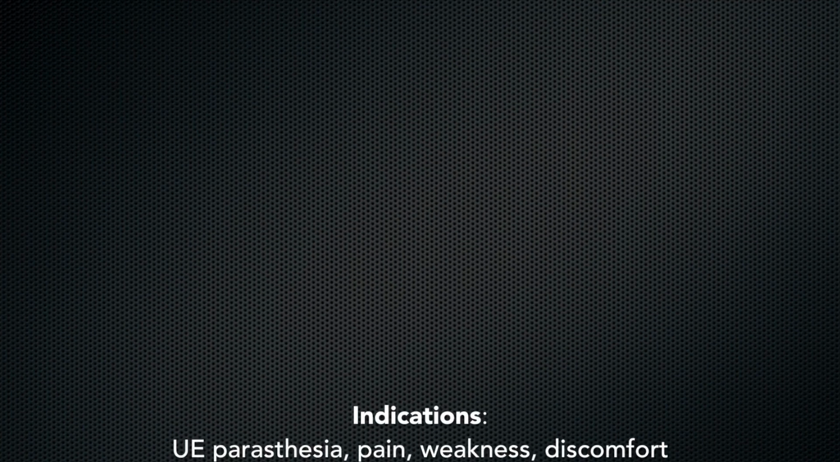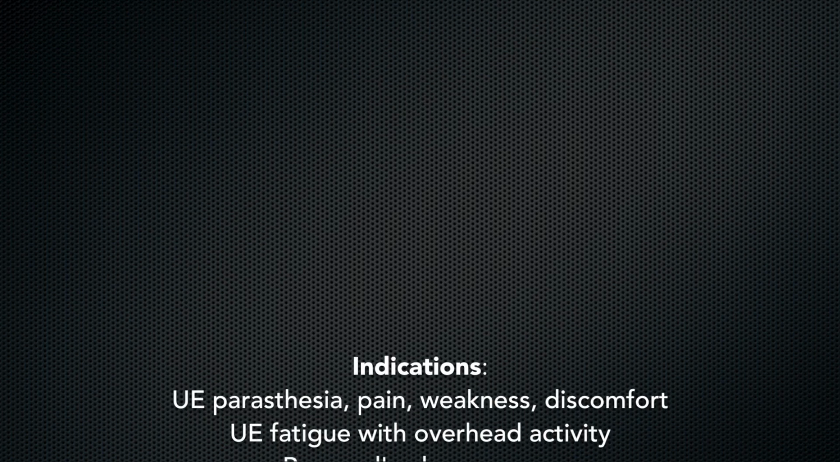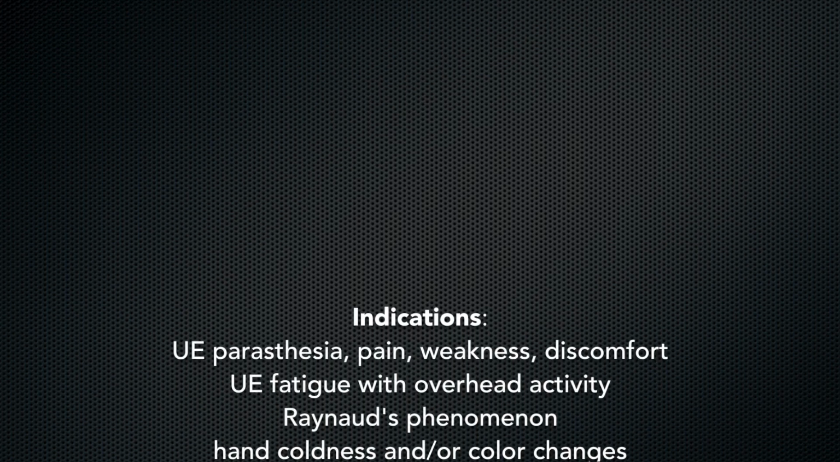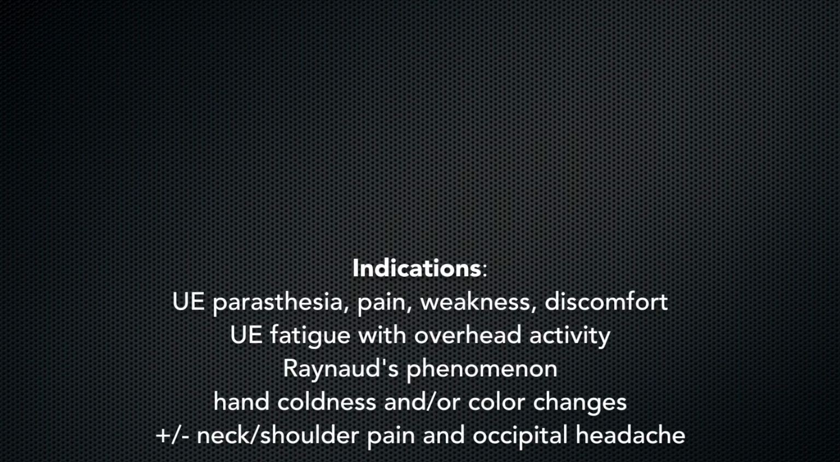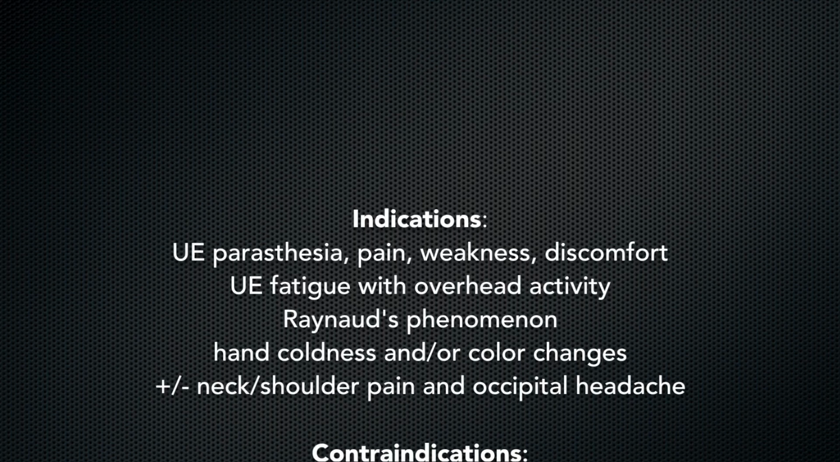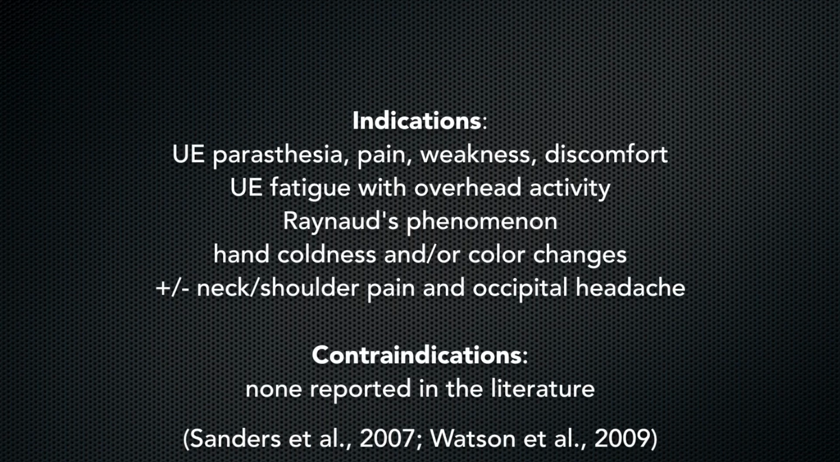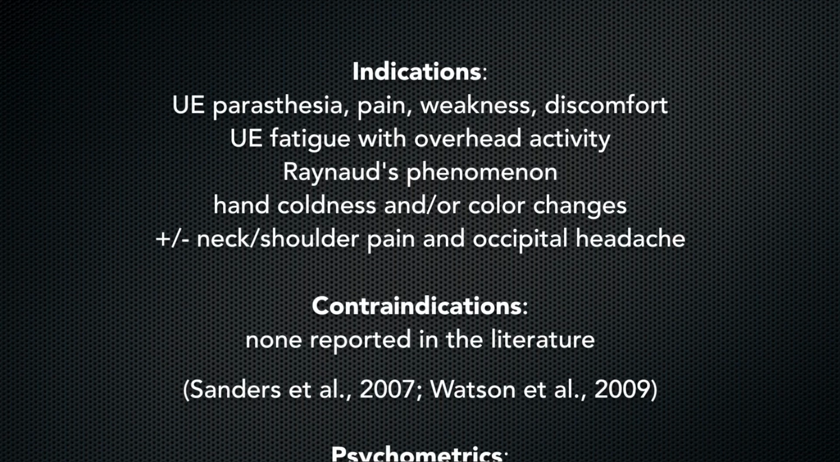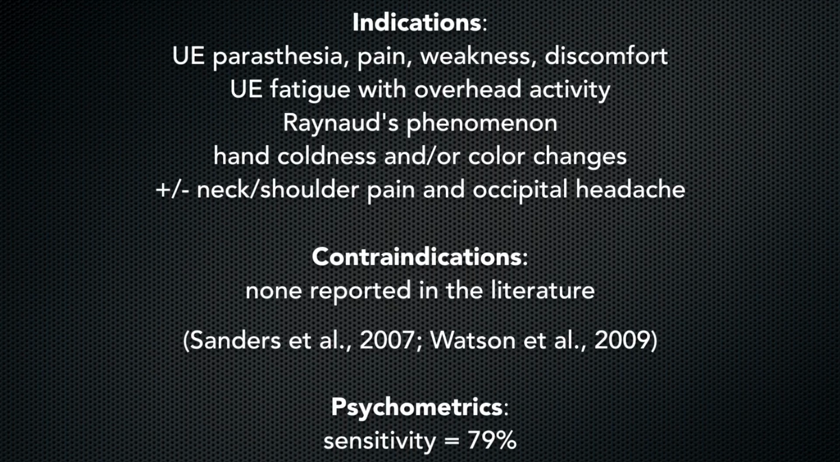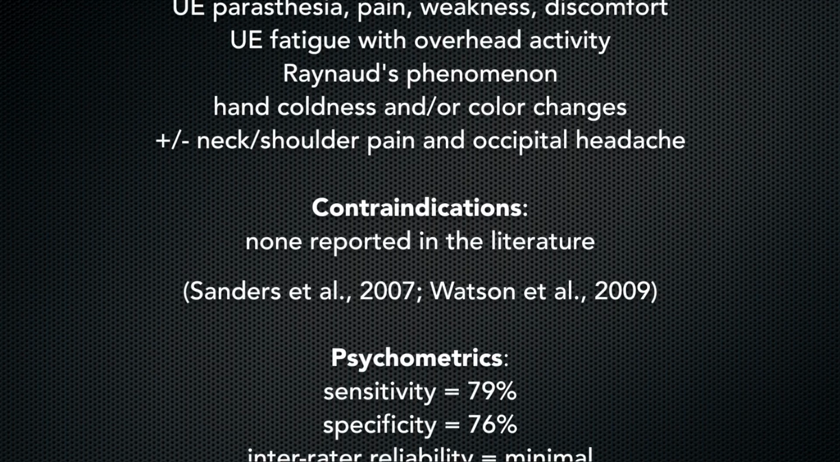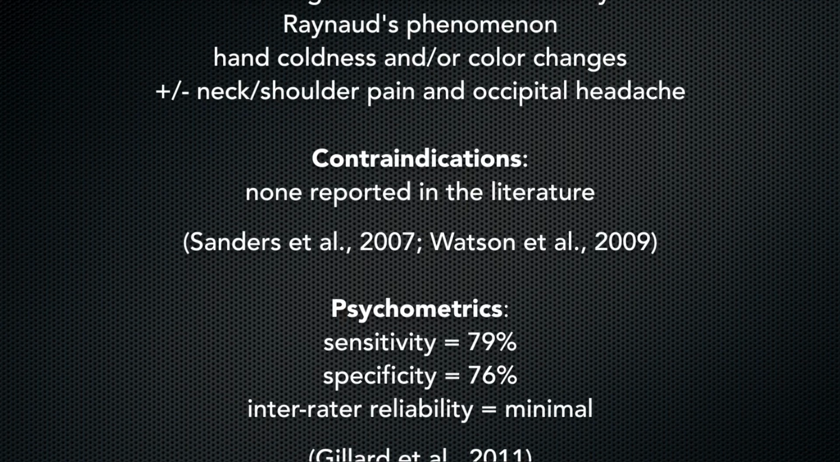Indications for Adson's test include paresthesia, pain, weakness, and discomfort in the upper extremity, fatigue with overhead activity, Raynaud's phenomenon, hand coldness and/or color changes. Neck and/or shoulder pain and occipital headache may or may not indicate TOS. There are no reported contraindications in the literature at this time.